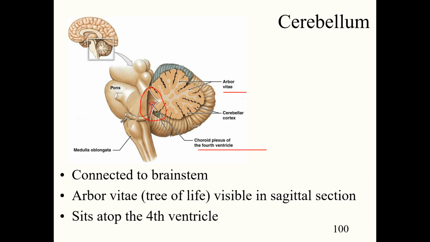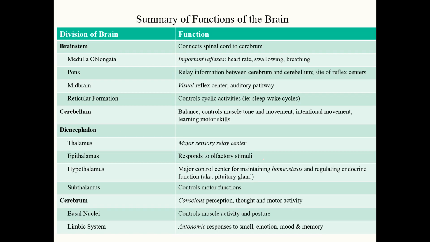Remember, ventricles are going to be cavities within the brain where cerebrospinal fluid is made. So you see that choroid plexus right there. That choroid plexus is going to be where those ependymal cells are located, which creates that cerebrospinal fluid.